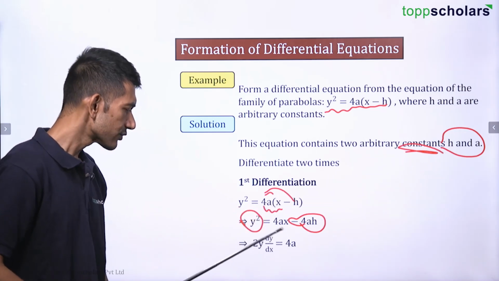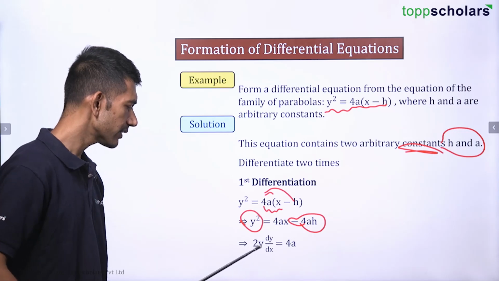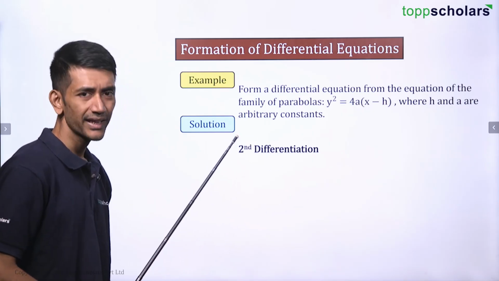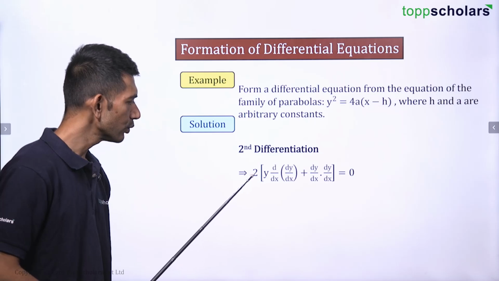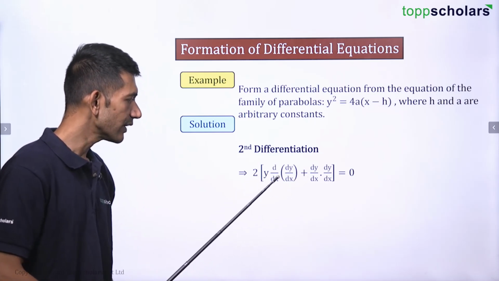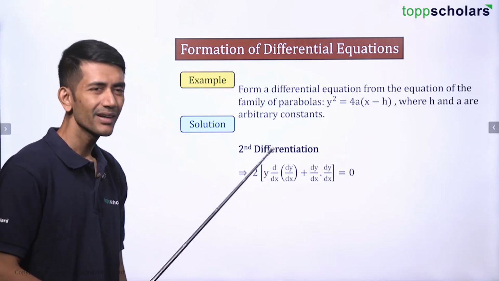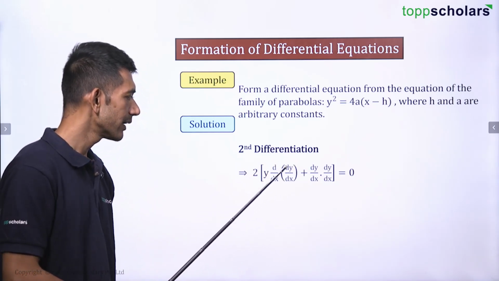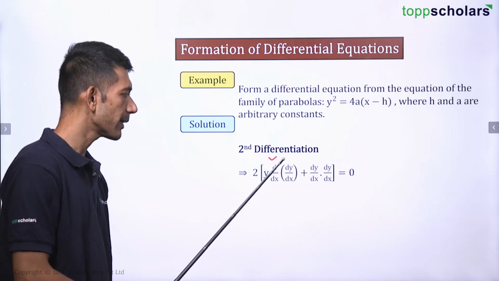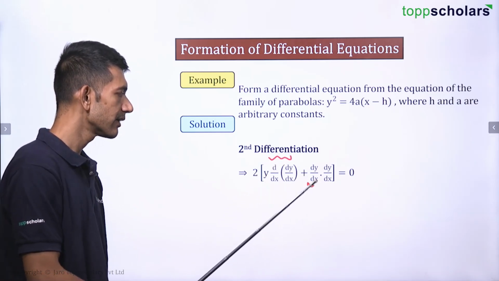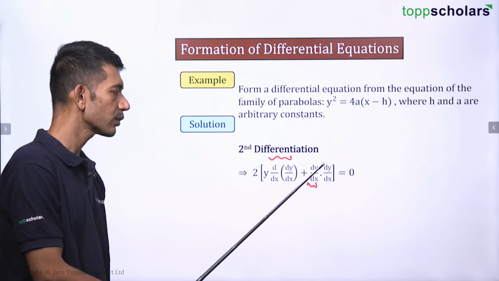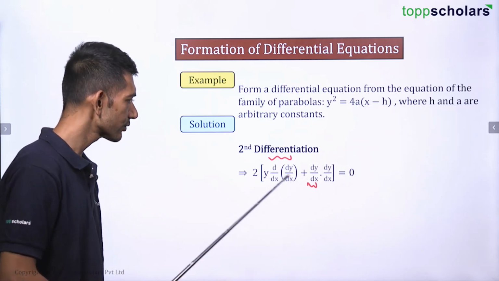Now again we will differentiate. So what will happen? If I differentiate here, same question, second differentiation. So 2, and then you will apply the UV rule between y and dy by dx. So y dy by dx, differentiation of dy by dx, plus dy by dx, differentiation of y with respect to x, so dy by dx.